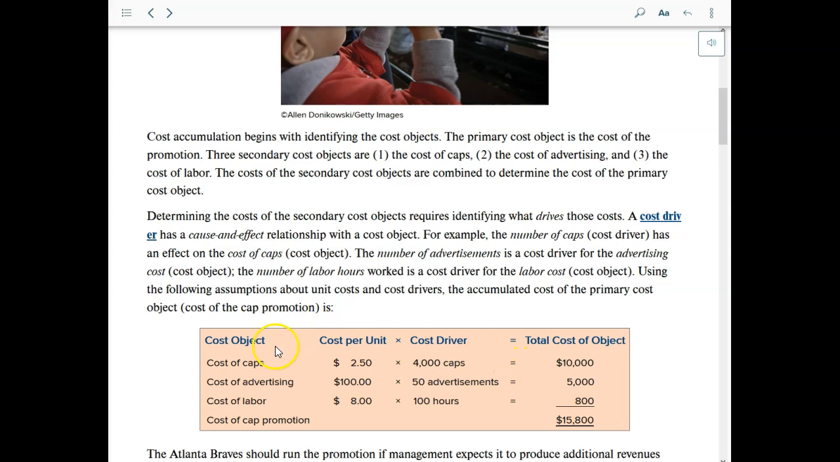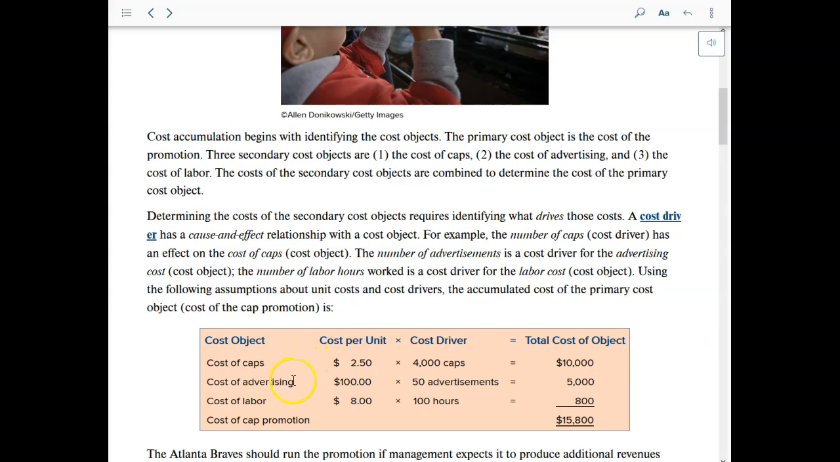Well, there are three different areas of cost they decided to keep up with here: the cost of the cap itself, the cost of advertising, and the cost of labor. Someone has to be there to unbox the caps, hand the caps out, and so forth. So what would be the total cost? This shows you that we can accumulate various costs to show the total cost of this activity.